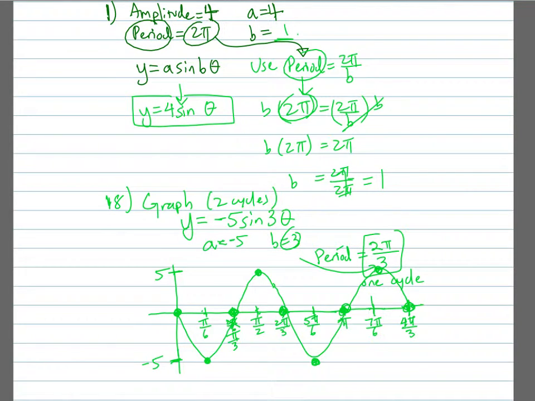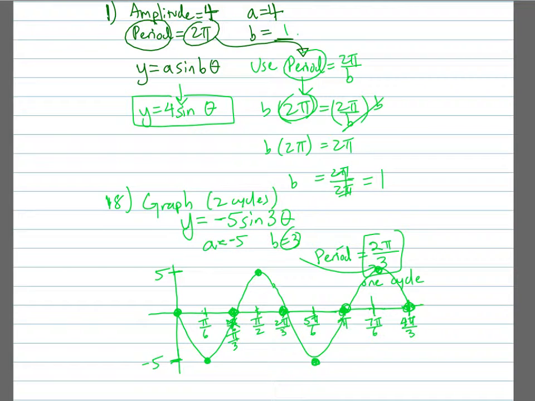Our B, we need the B here. The B, we don't know yet. So the problem is, we don't have B. Does anybody have an idea how I could find B? Is there any equation that we know that relates some of this information to B? What did we use up here to find the period? The period equals 2 pi over, or 4 in this case, which is our B.